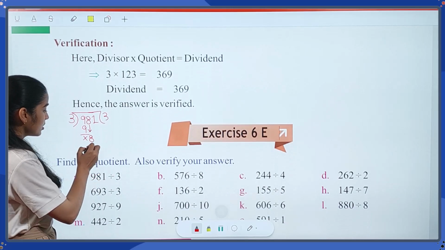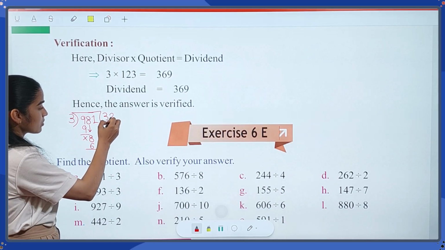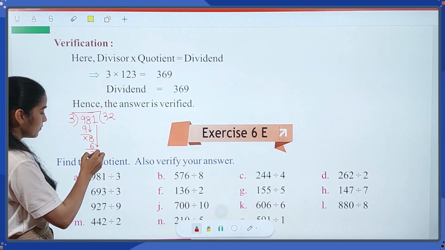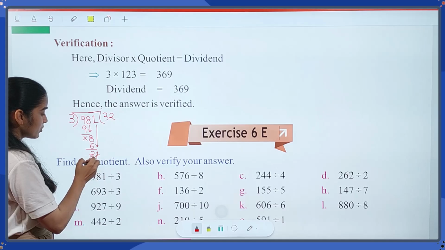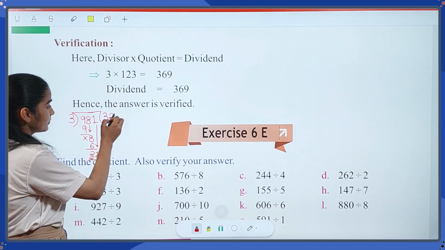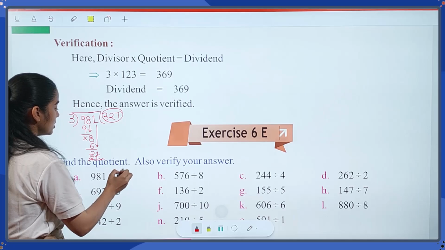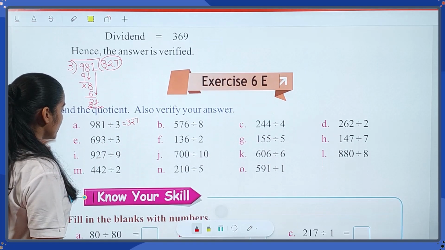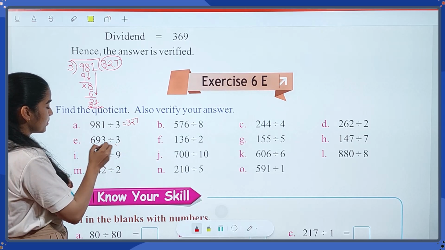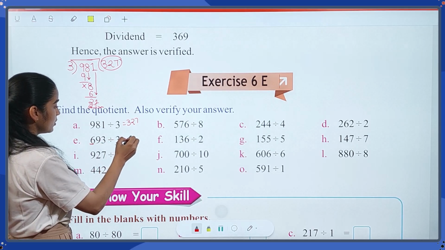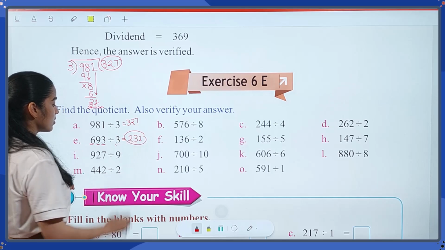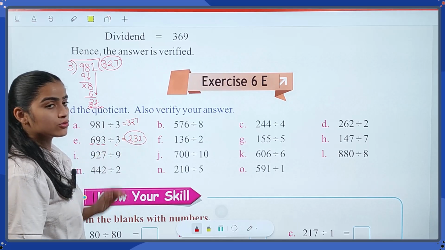So we take 6, which comes at the place of 2. 8 minus 6 is 2. Shift to the next number, 21. Then we take 21, which comes at the place of 7. So your answer is 327. Next, 693 divided by 3. In 3's table, 6 will come at the place of 2, 9 is at the place of 3 and 3 is at the place of 1. So 231 is your answer. In the same way you have to solve the rest of the questions.